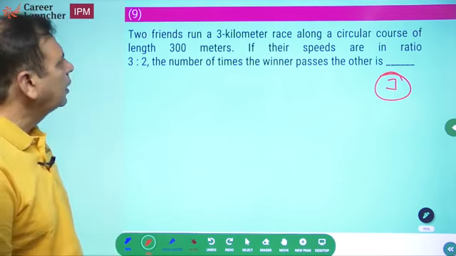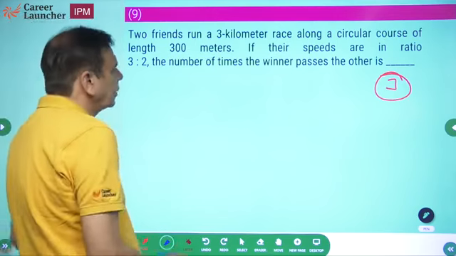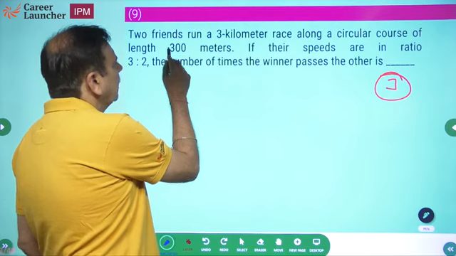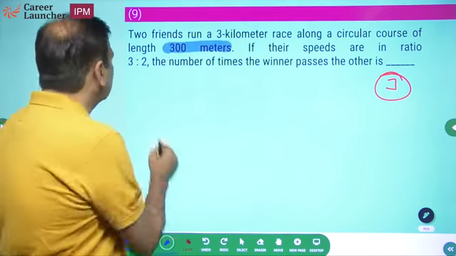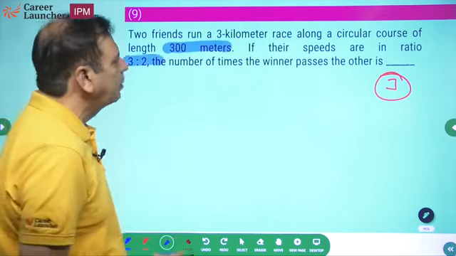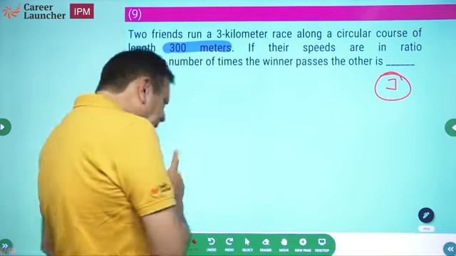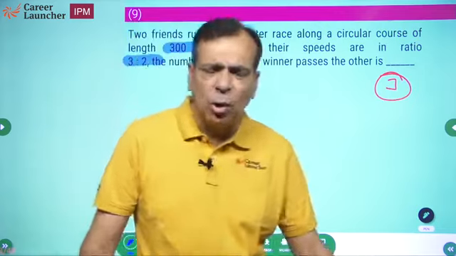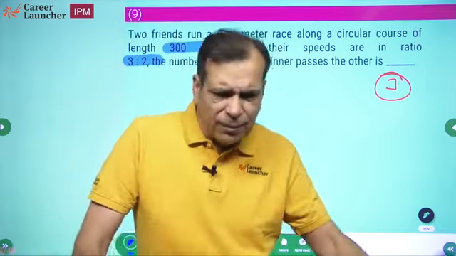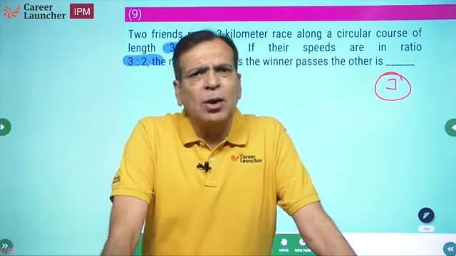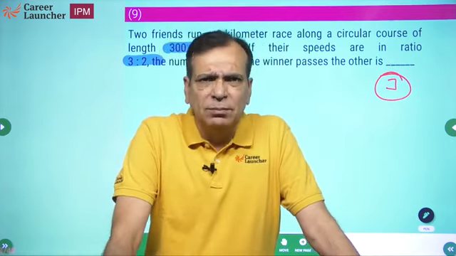Two friends run a 3-kilometer race along a circular course, okay, of length 300 meters. If their speeds are in the ratio of 3:2, then the number of times the winner passes the other. Now again, many people will start making equation and solving it. Not required. पहली चीज, when does the faster person gain one round over the other?